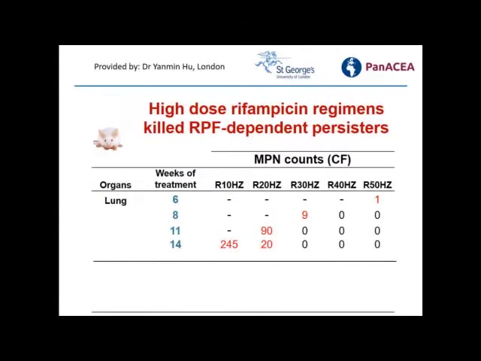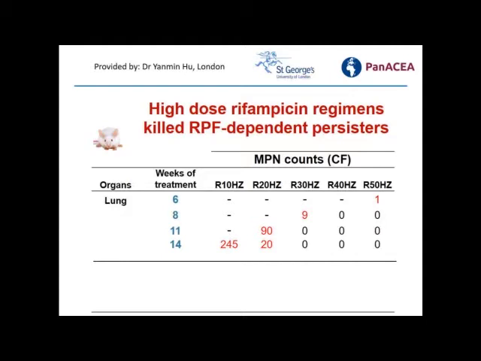Now, it's of course difficult to translate a hazard ratio into treatment shortening, if not impossible. So we'd have to get back to the mouse, and this is just an informative slide provided by Jan Min Hu from London, and she was able to show in her Cornell mice, treating them over up to 14 weeks with different doses of RIF. The numbers you can see here is the maximum probable numbers of resuscitation promoting factor dependent persister organisms.